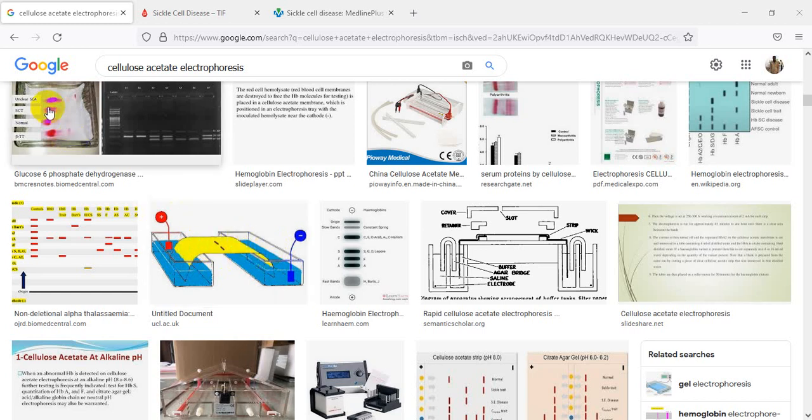So we can see another one here. It has been put in the buffer. So migration takes place. You can see the blood moving and forming different bands. So you can see this is cellulose acetate. You can see the migration of the proteins, or of the globin chains, moving. This is the origin, where it starts from. Then it will go to the end.